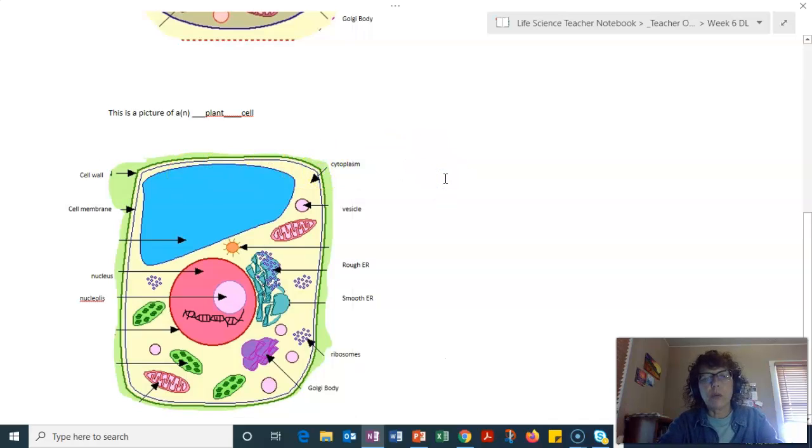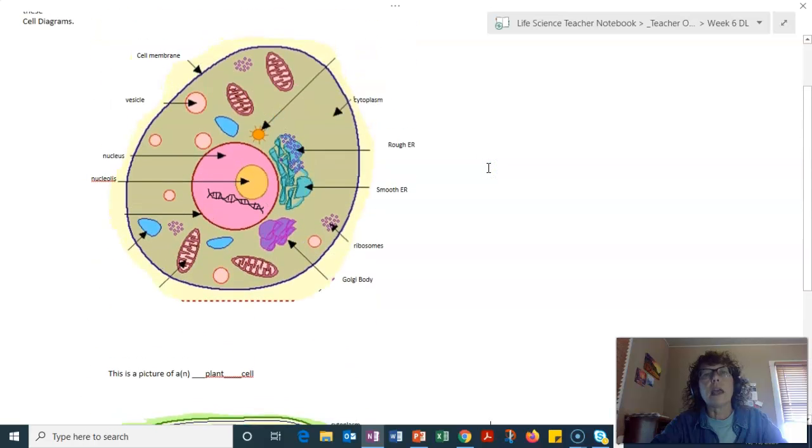So the word is vacuole, V-A-C-U-O-L-E, and that goes with the big organelle that has the blue stuff inside, which is water. And there is no vacuole in our animal cell. You just don't normally see that. You may, but not ordinarily.